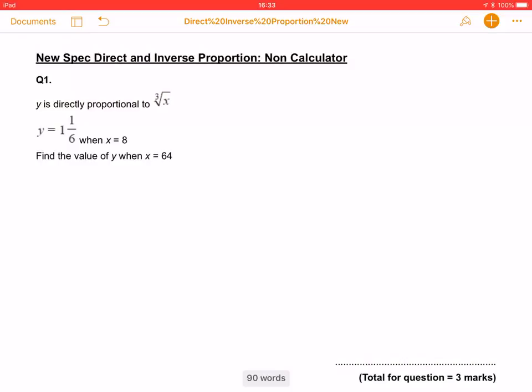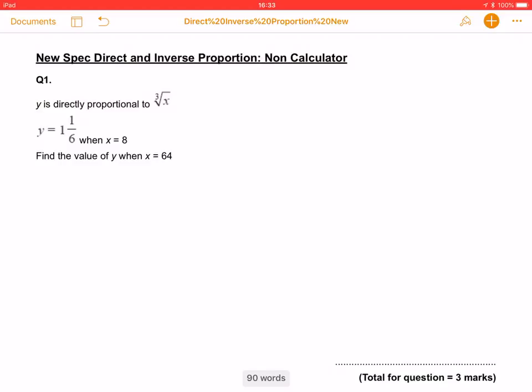So we've got y is directly proportional to the cube root of x. y equals 1 and 1/6 when x equals 8. We want to find the value of y when x is equal to 64. And again, this is non-calculator. It doesn't look like the nicest one to do, but should we see how we're going to do it?